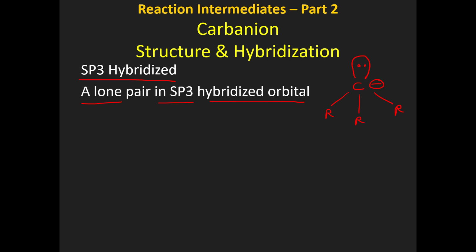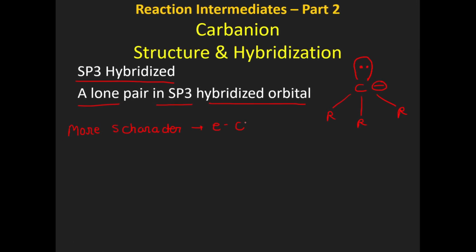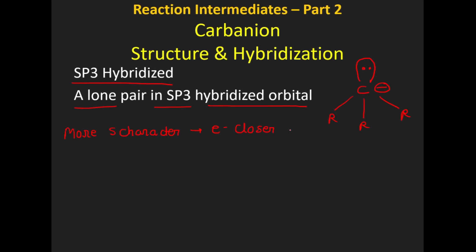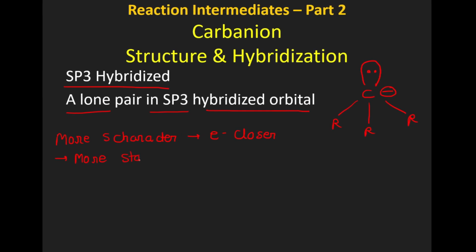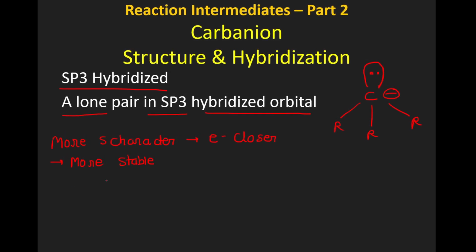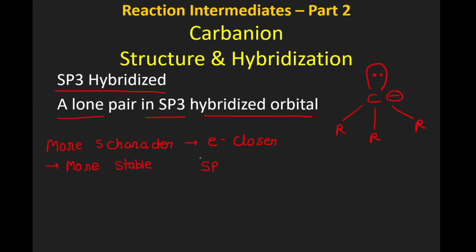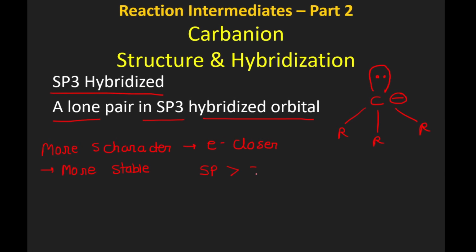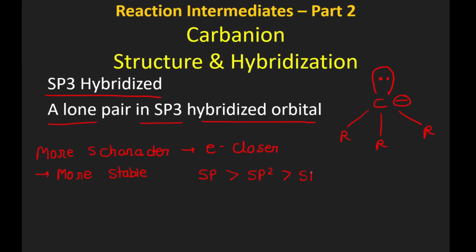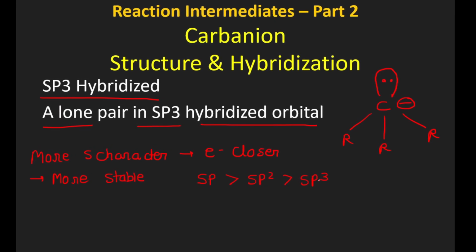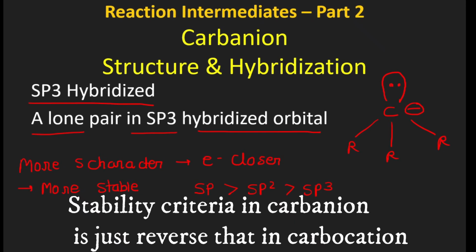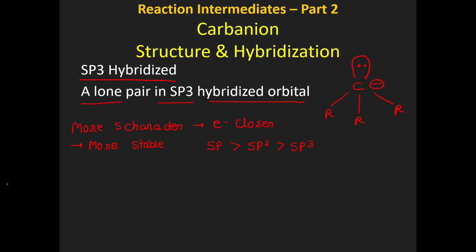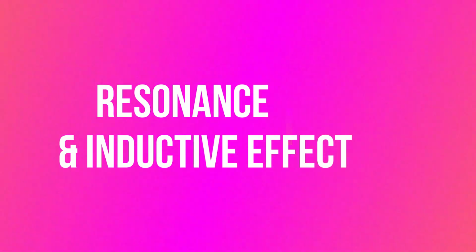See here, the more the s character, the closer the electrons are to the nucleus, meaning they cannot be easily removed, so the stability is more. So we can say in the case of carbanion, sp carbon will be more stable than sp2, and this will be more stable than sp3. That is, the stability criterion in the case of carbanion is just the reverse of that in the case of carbocation. One more thing is the inductive and resonance effect.